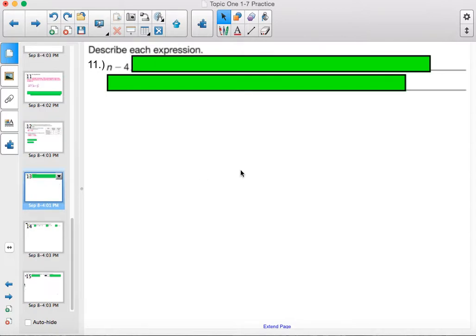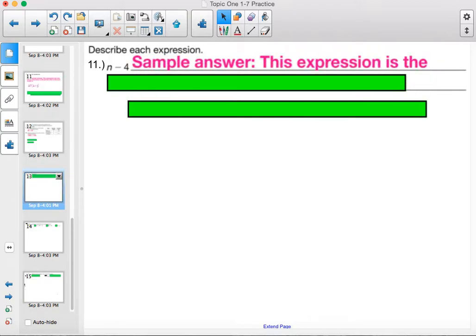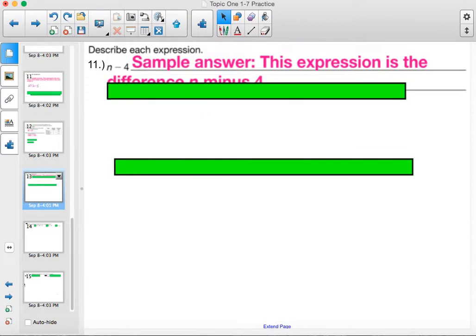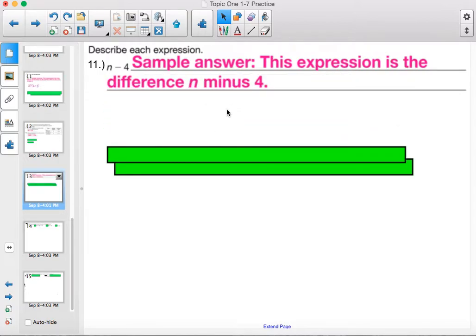All right, let's try this one. Describe this expression, n minus 4. I'll pause the video. All right, let's take a look at it. The mathematicians say this expression is the difference n minus 4. Or most kids would say this is n take away 4, or 4 less than n. There's a number of ways that you could describe it.